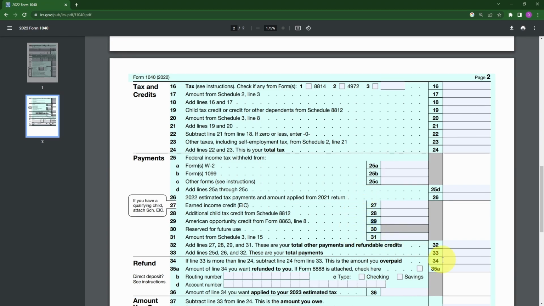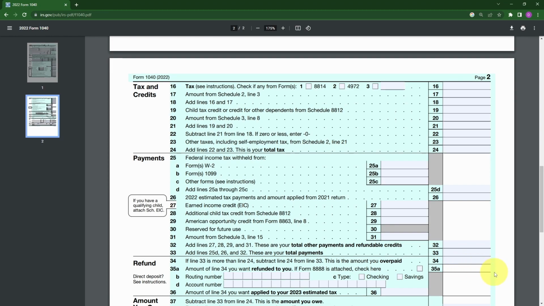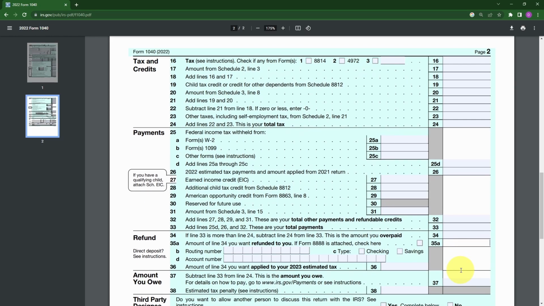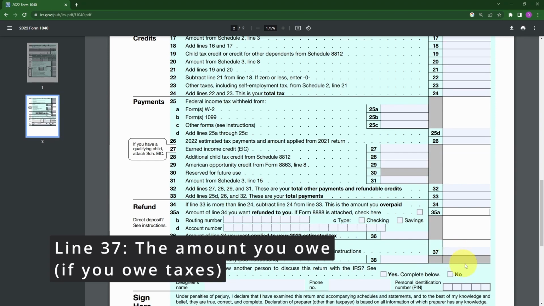All these are going to add up and show your total credits and payments on line 33. But for your refund, that's going to be listed on line 35A. So this is what's going to be sent back to you. If you owe money still, it's going to be listed on line 37.